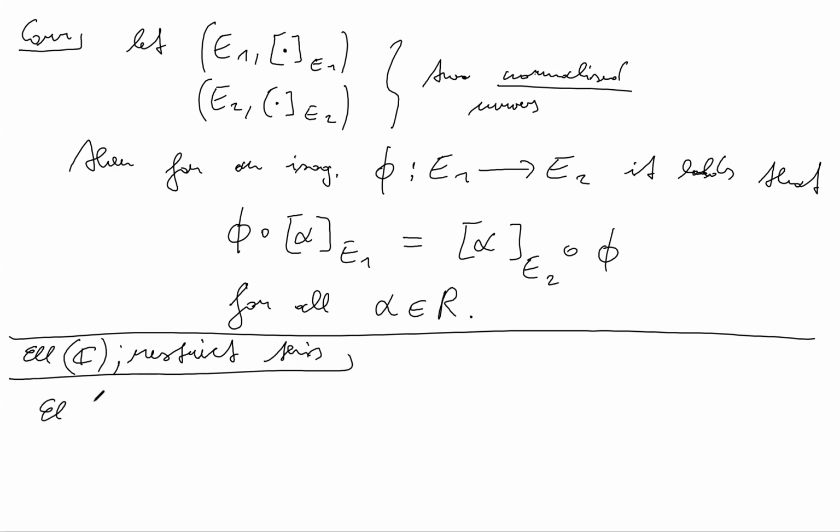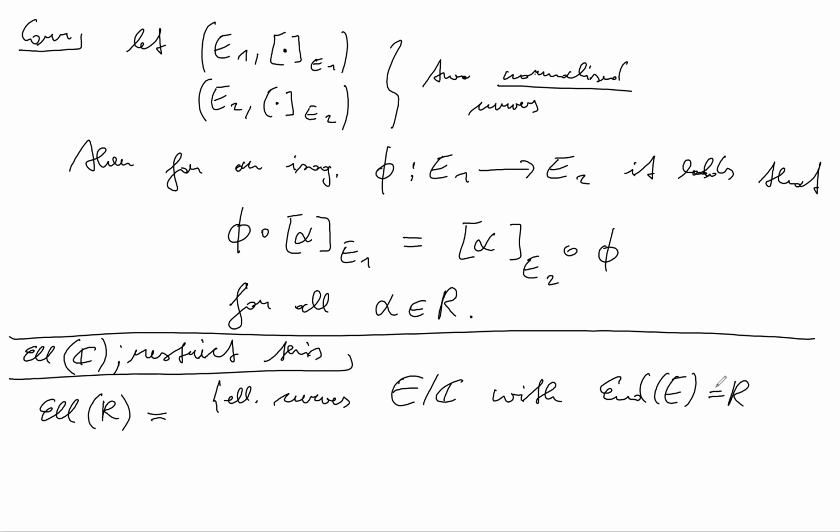So we will define L of R, and we say this is the set of all elliptic curves E over C with endomorphism ring R. I remember we also had to mod out the isomorphism earlier, so we shall do the same thing here, because we really want to consider isomorphism classes, because all the curves in the same isomorphism class are essentially the same anyway. So let's mod out isomorphism over C.